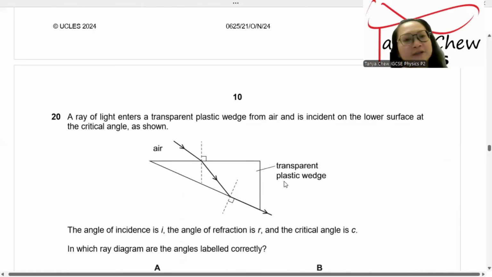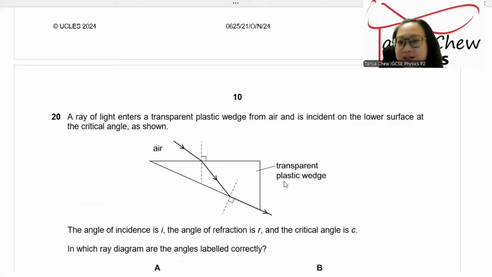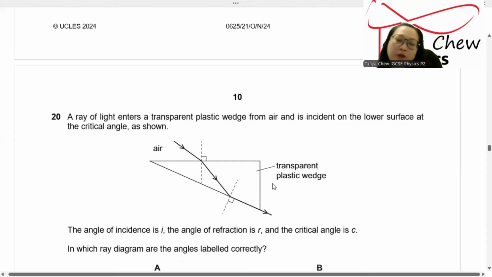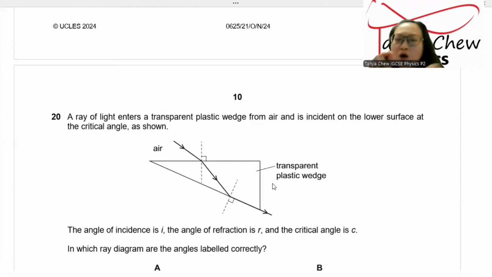Question number 20. A ray of light enters a transparent plastic wedge from air and is incident on a lower surface at the critical angle. Now let me explain what is critical angle. Critical angle is the angle of incidence when a light ray travels from a denser medium. So you have to check first the direction of travel of the light ray. The light ray has to travel from denser medium to less dense medium, and the incident angle causes the light ray to be refracted at 90 degrees.